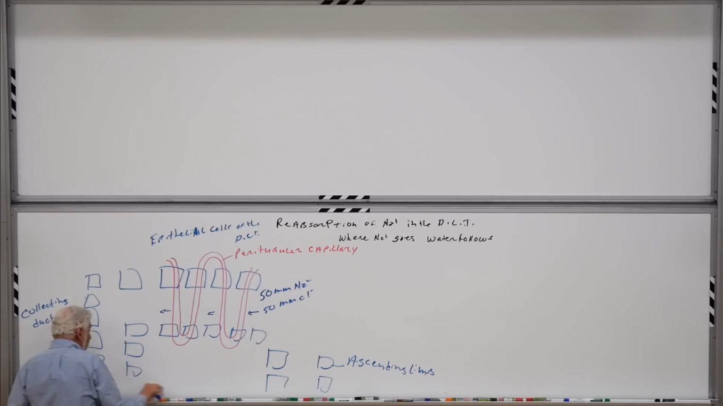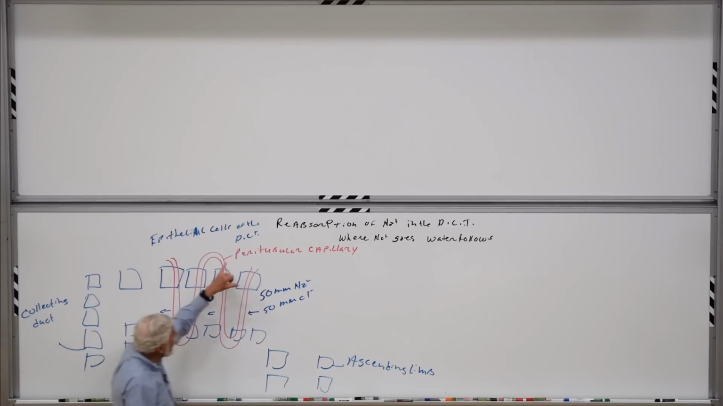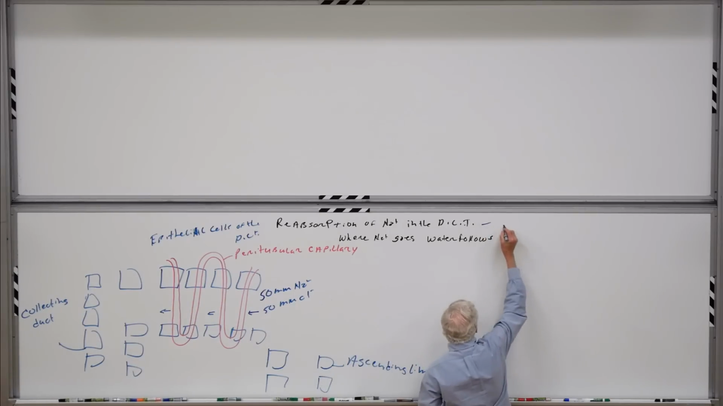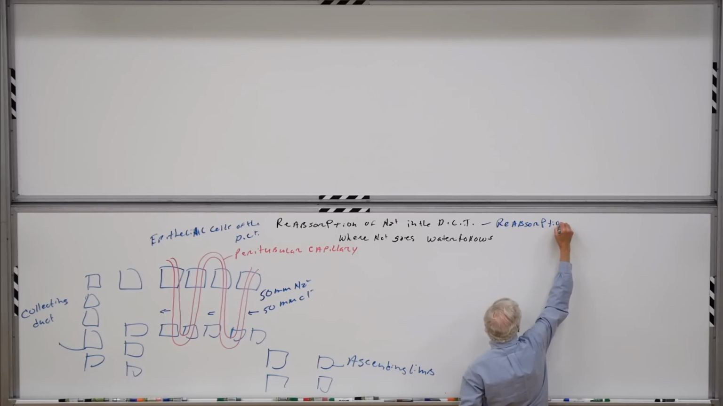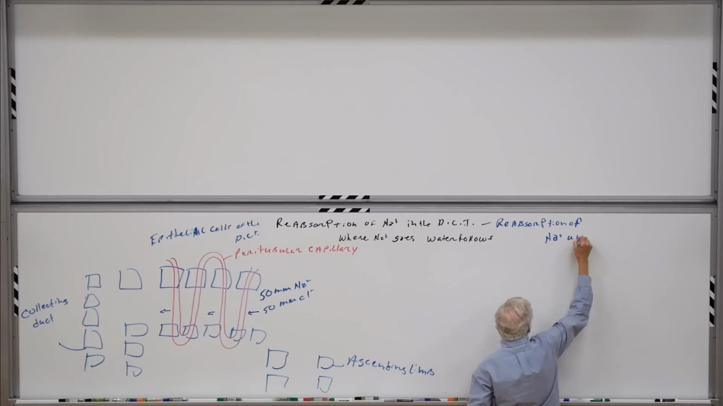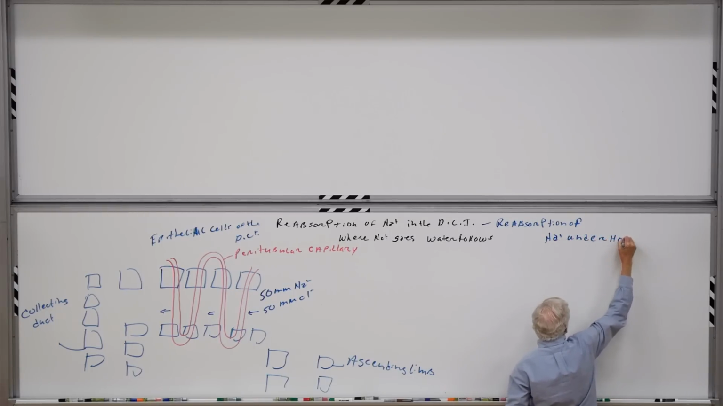Now, the next part of the story is one that, for most of us in this room, is ancient history. There was a time long ago when we wanted to be careful that we didn't excrete too much sodium and chloride. And so we had these careful mechanisms to reabsorb as much sodium and chloride as we could. And that's what we're going to talk about here. In the distal convoluted tubule, we're going to talk about the reabsorption of sodium under hormonal control.